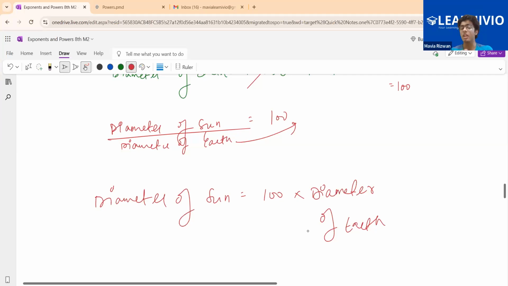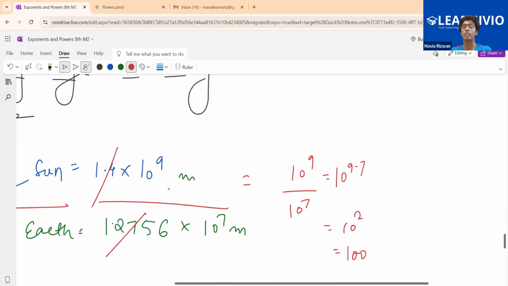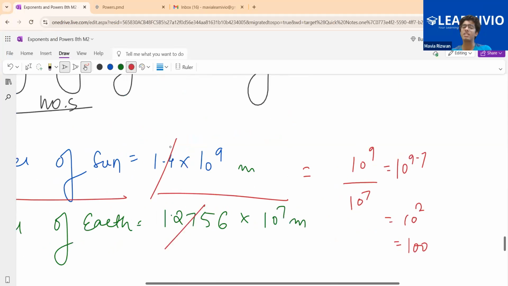Okay, is this clear? That is how we say this: the diameter of sun is 100 times the diameter of earth. Now if you calculate accurately, the answer would come as 1 point something. If I cancel out 1.4 by 1.27, that would be 1 point, let's say 1.0 something like this.